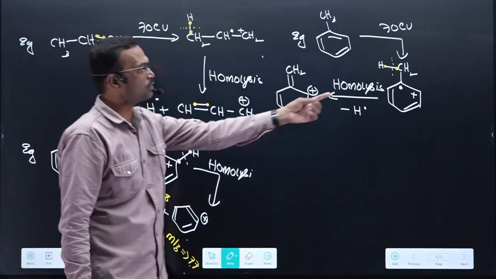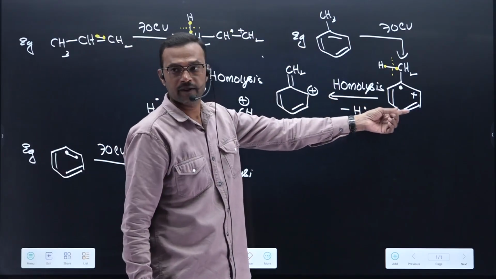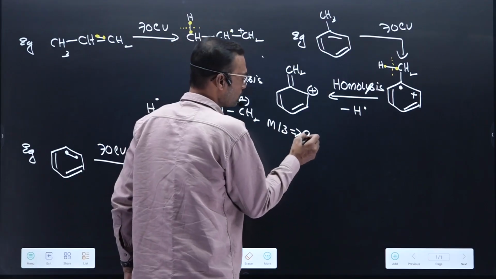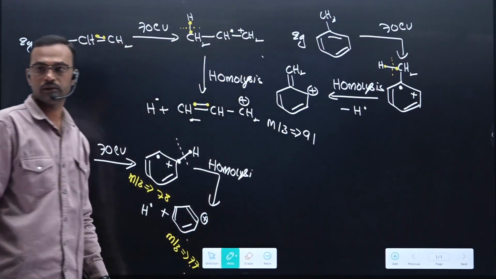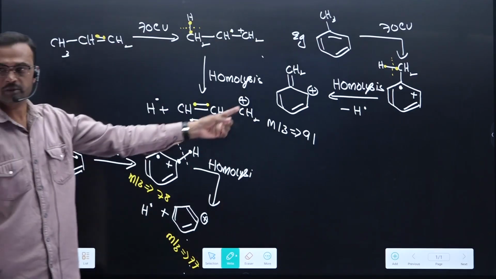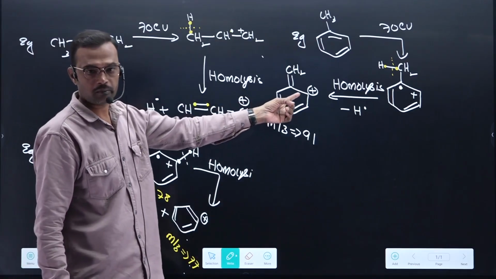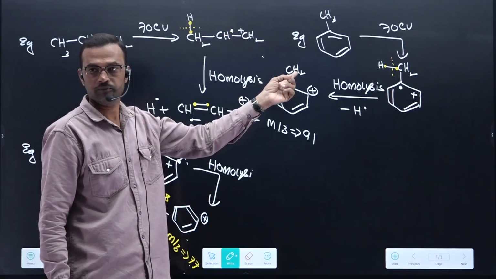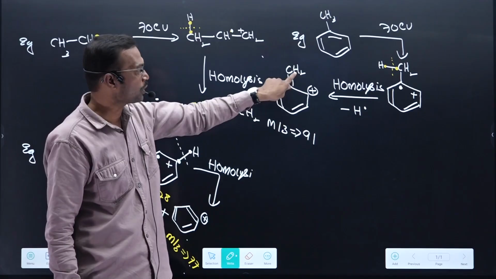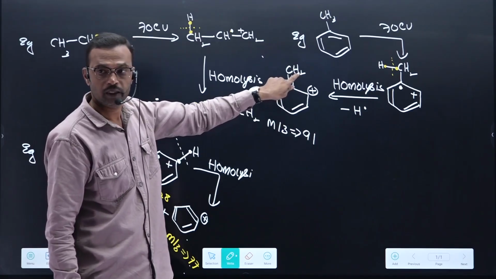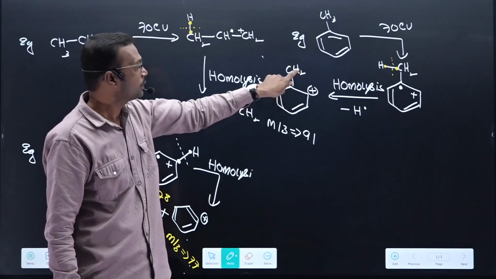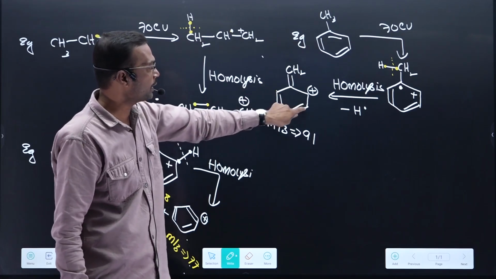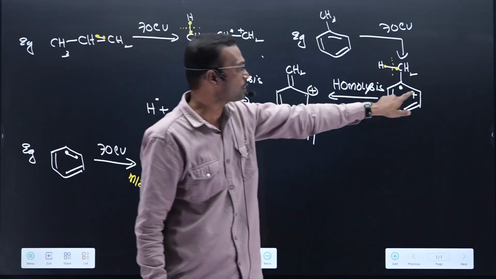So what is the m/z value of this one? See, the m/z value of this one is 91. How many carbons are present? 7 carbons are there. 7 into 12 is 84. 84 and this is 2 hydrogens, 84 plus 2 is 86. 87, 88, 89, 90, and here one hydrogen is left. Hydrogen is there or not? 91.